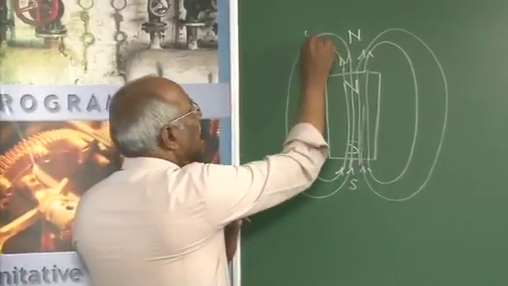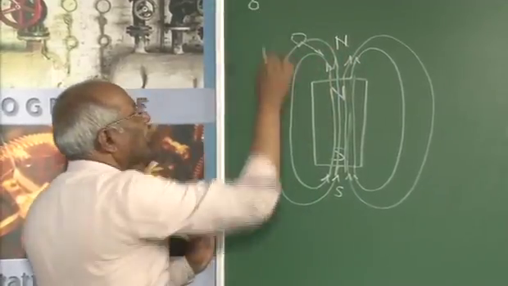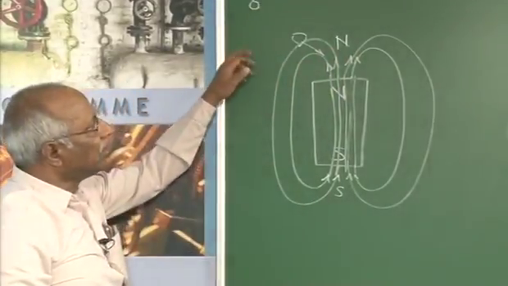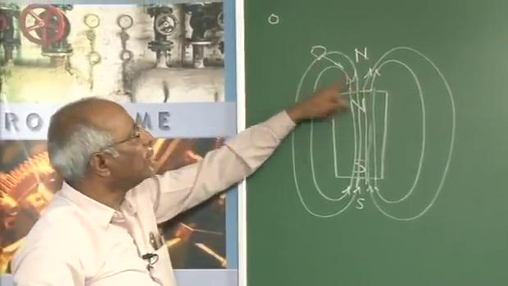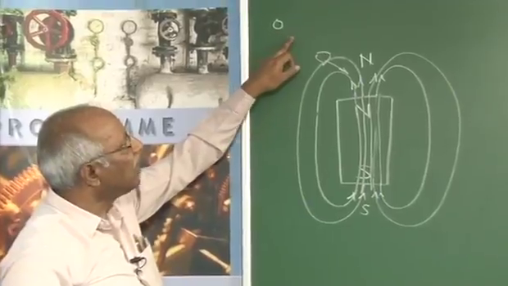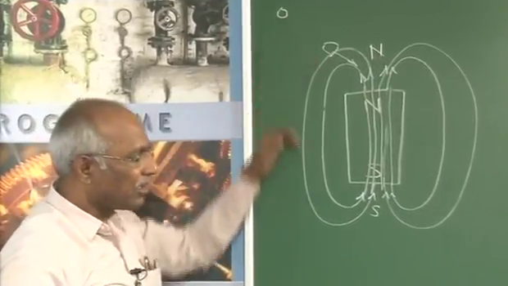If I keep a piece of iron here, it is attracted. On the other hand, if I keep a piece of iron there, it may not be attracted. In that respect, this iron piece is in the magnetic field while the other is not. So there is always a boundary up to which the magnetic field exists. Beyond that, the magnetic field is not there.